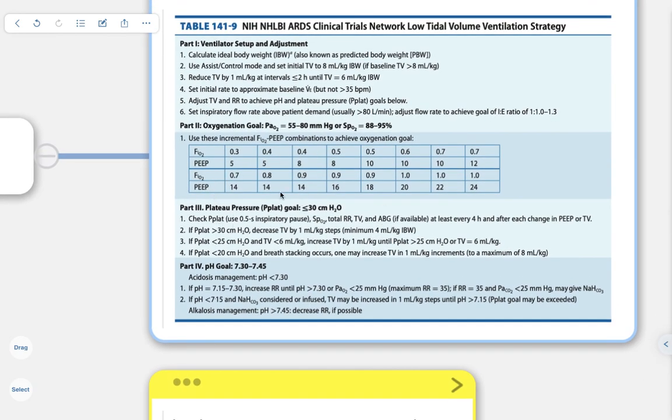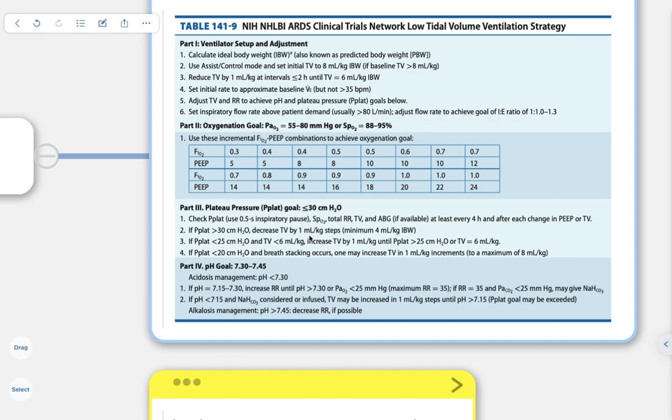Part 3 is how to use the plateau pressure. The plateau pressure goal should be less than or equal to 30 centimeters of water. So you should check the plateau pressure using a 0.5 second inspiratory pause, along with saturation, total respiratory rate, tidal volume, and ABG if available. All these are supposed to be assessed at least every 4 hours and after each change in PEEP or tidal volume. If your plateau pressure is going above 30 centimeters, you need to decrease the tidal volume.